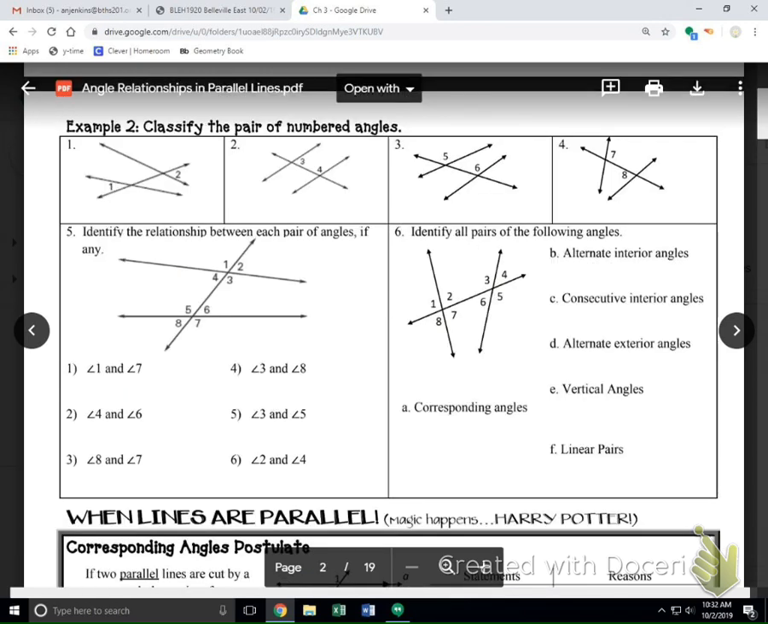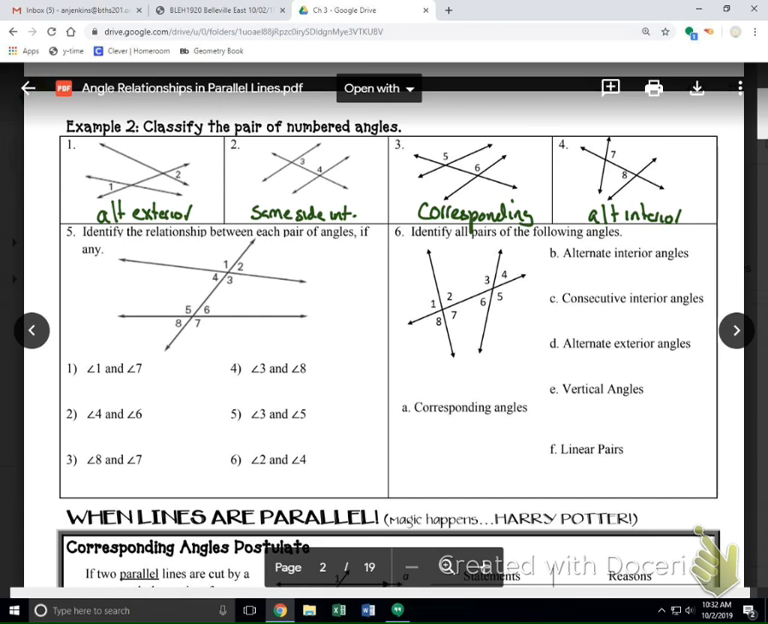So we want to classify these angles. What is the relationship between 1 and 2? Natalie? Alternate exterior. Thank you, ma'am. Alt X. Okay, 3 and 4. Same side. And then just make sure you put that int. Same side interior. And then over here we have 5 and 6. Corresponding. And then we have 7 and 8. Alternate interior.